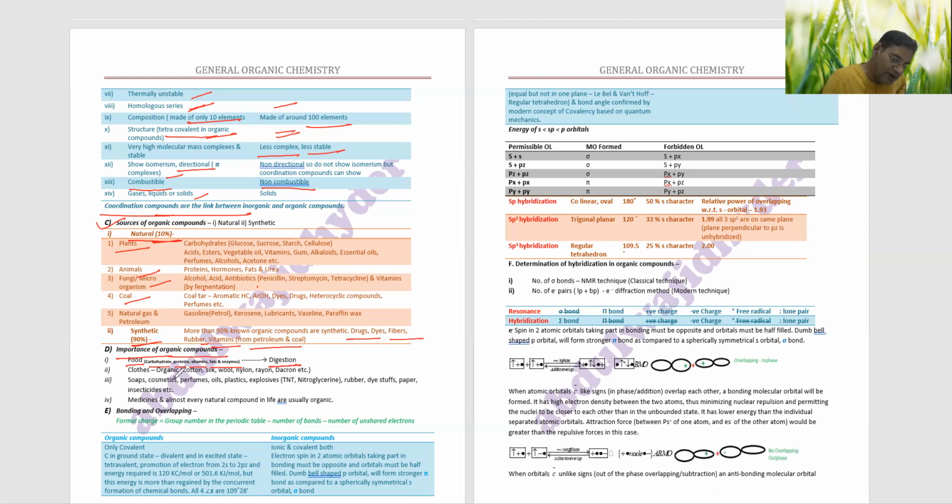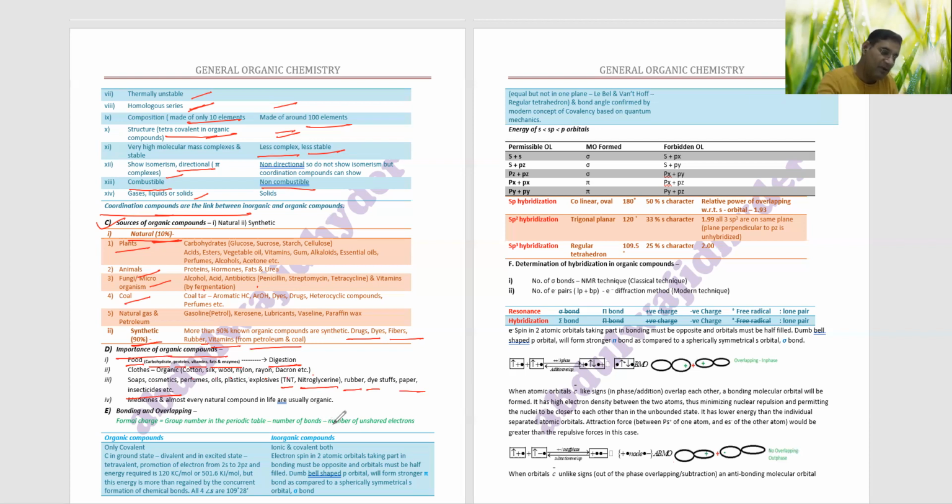Clothes can be organic, that is cotton, silk, wool, nylon, rayon, dacron, etc. Soap is also involved in our life. Cosmetics, perfumes, oils, plastics, explosives, TNT, that is trinitrotoluene, nitroglycerine, rubber, dye stuffs, paper, insecticides are also organic compounds. Medicines and almost every natural compound in life are usually organic.